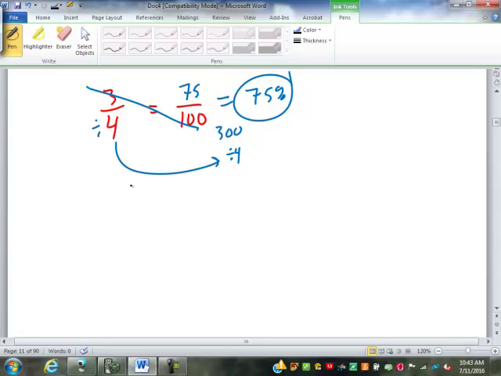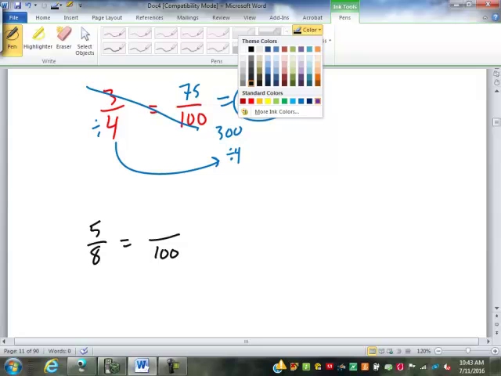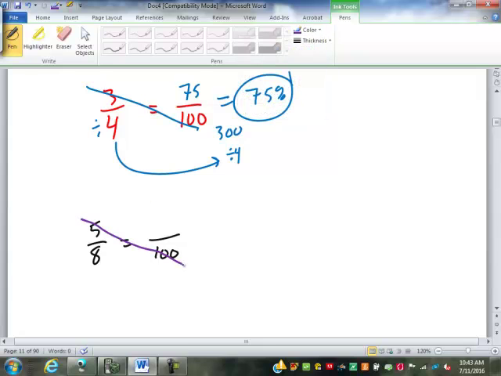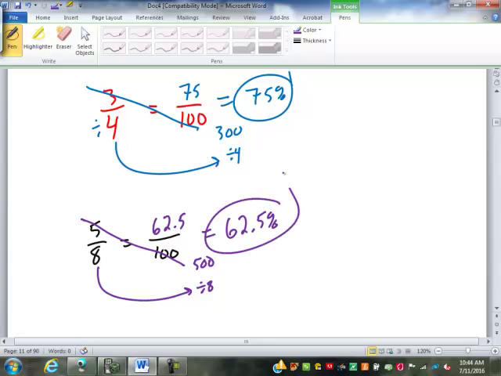So if I have 5/8, converting that to a percent, same type of thing. 5 times 100 is 500. We'll divide by 8, which is going to be 62.5. So 5 out of 8 is the same as 62.5 out of 100, or 62.5%.